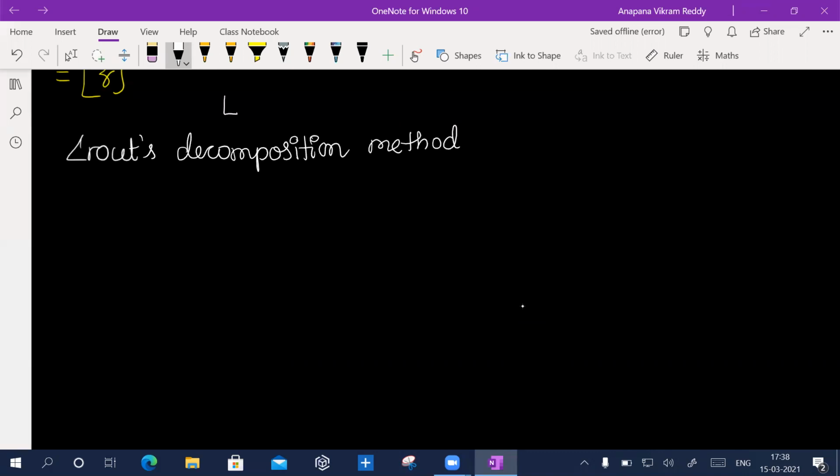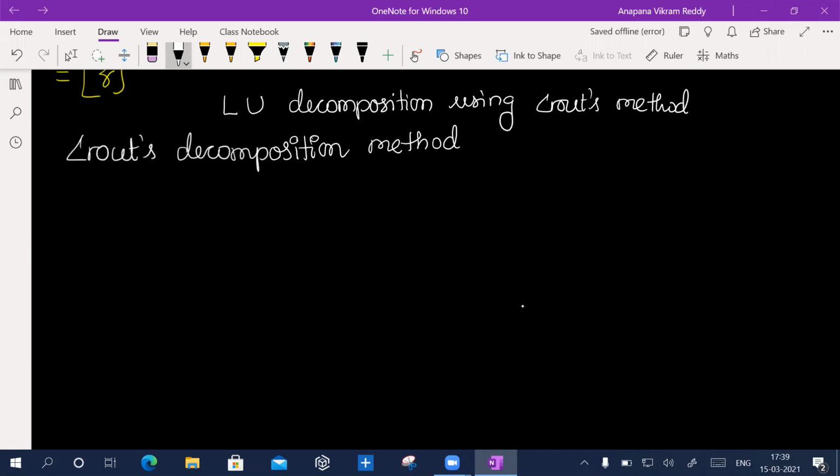Then let's go for Kraut's decomposition method. What I mean to say is this: LU decomposition using Kraut's method. Anyways, you can construct this.